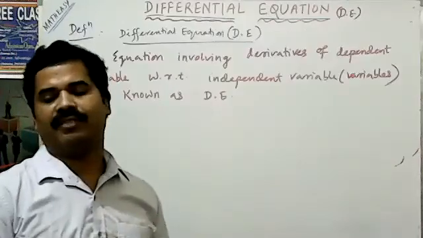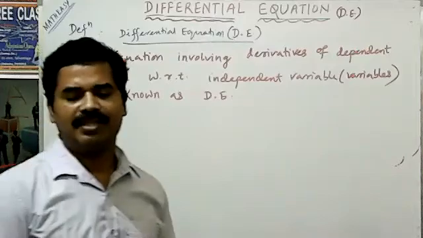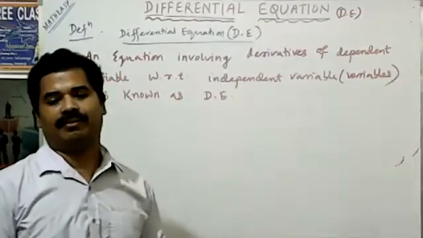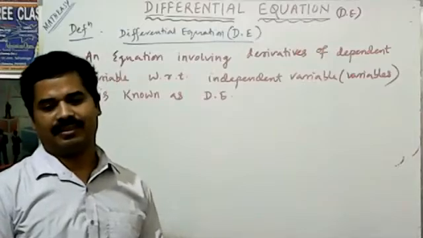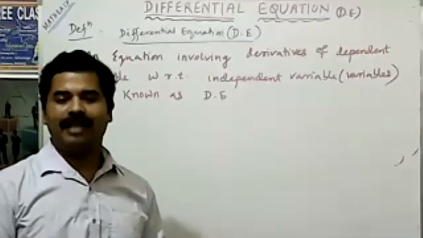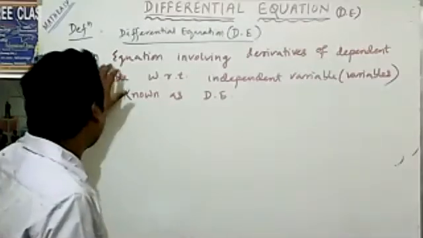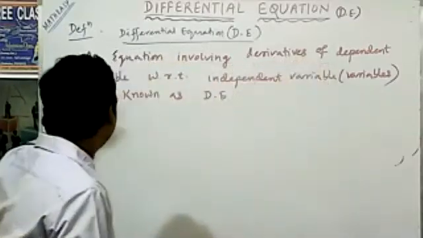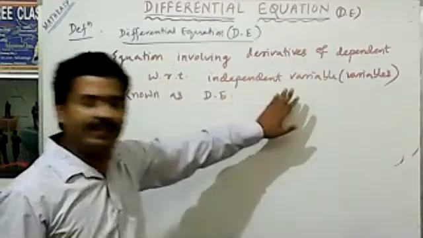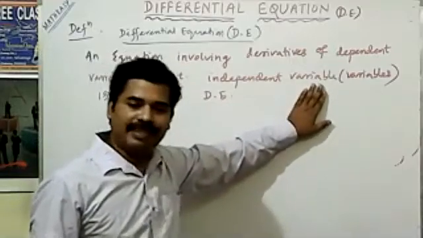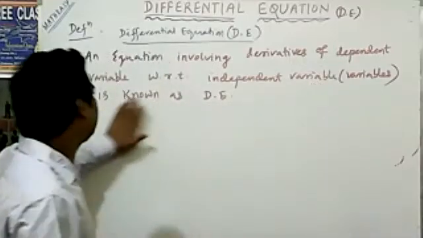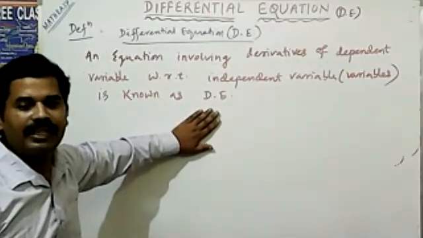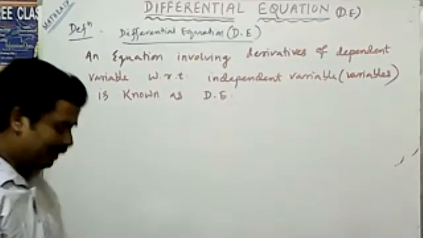What is the definition of the differential equation? Simply, you can say an equation having a derivative is a differential equation. More expansively, an equation involving derivatives of a dependent variable with respect to an independent variable or variables is known as a differential equation or DE.